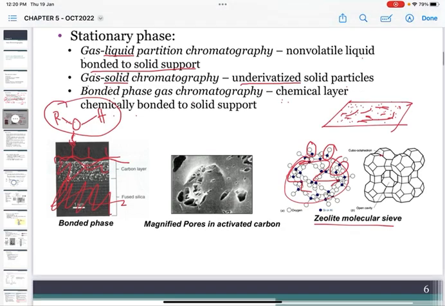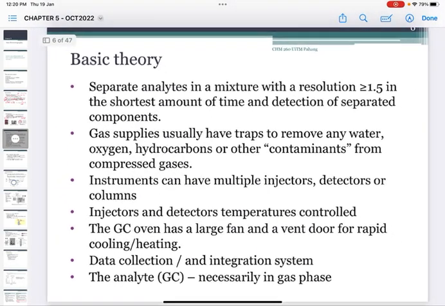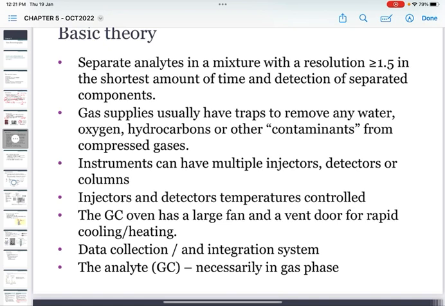Okay. So the basic theory of gas chromatography: it separates analytes in a mixture with resolution bigger than 1.5. Resolution is the Rs, if you still remember, because gas chromatography separation is much better compared to liquid chromatography. So normally its resolution or Rs value is bigger than 1.5, which is a good resolution, in the shortest amount of time and with detection of the separated components.